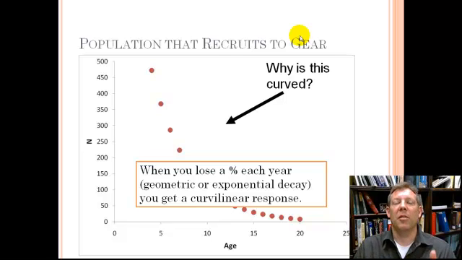Whereas if you have an arithmetic decline, where you lose the same number each year, that would give you a straight line. So if we lost, say, 100 fish from the year class every year, so every year 100 fish die, that's an arithmetic decline, and that would be a straight line. But biology doesn't often work like that. We lose a percentage each year. And so we lose, say, 20% each year. That's going to give us a curved line like we see. And that's what we see in real life.